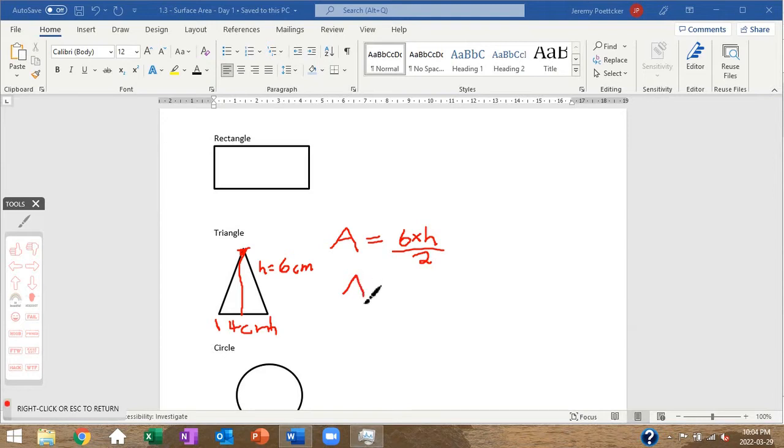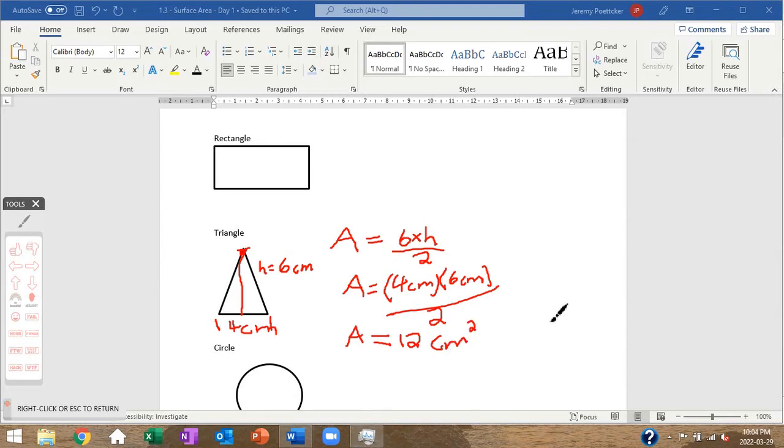So area is equal to 4 centimeters times 6 centimeters divided by 2. And getting to be a little bit trickier, but still not really all that bad. 4 times 6 is 24. 24 divided by 2 is 12. Area here is going to be 12 centimeters squared.